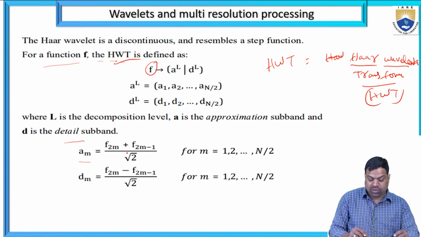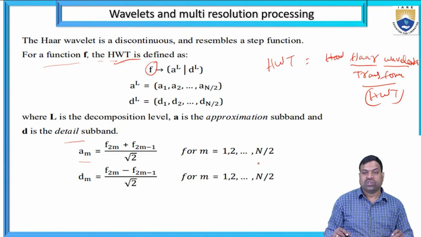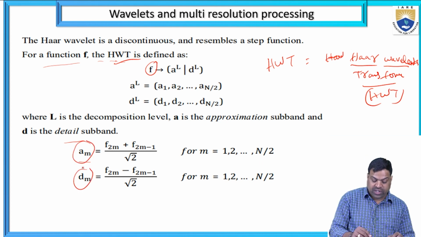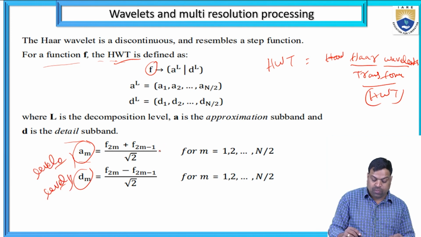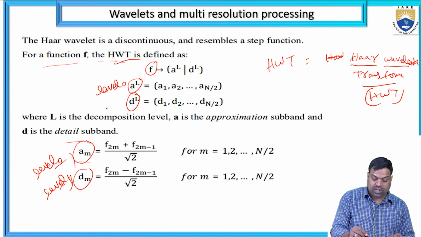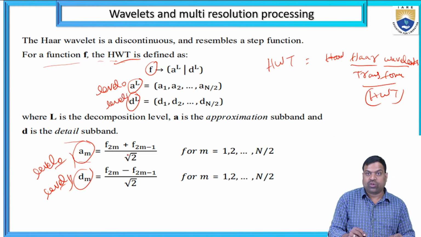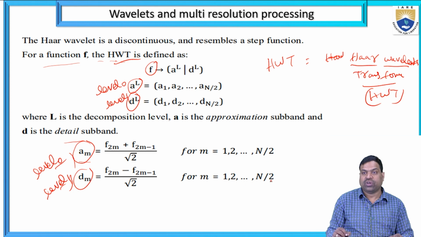So a m equals (f of 2m plus f of 2m minus 1) by root 2. d m equals (f of 2m minus f of 2m minus 1) by root 2, for m equal to 1 to n by 2. So here a m and d m are there. That is for two levels, level 0 and level 1. So when I am going for the two levels, that is the a l and d l. It is the Haar wavelet transform equation.